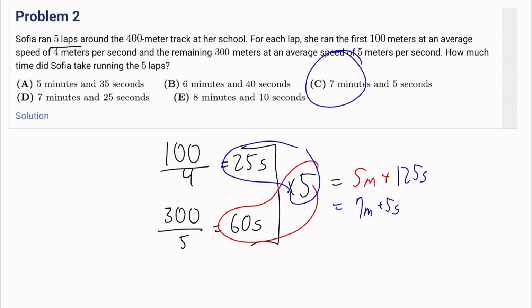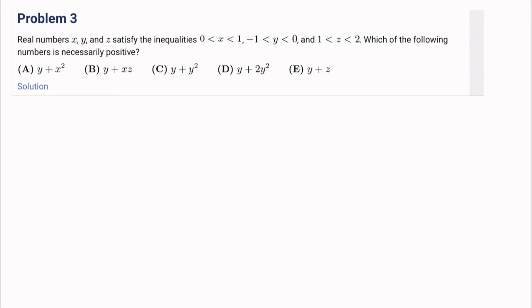The answer is C. Problem number 3. Real numbers x, y, and z satisfy the inequalities: x is between 0 and 1, y is between -1 and 0, and z is between 1 and 2. Which of the following numbers is necessarily positive?